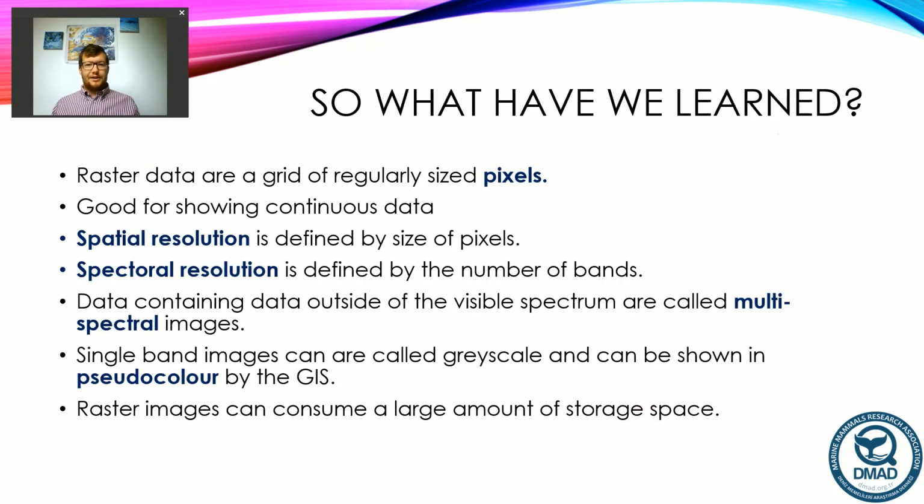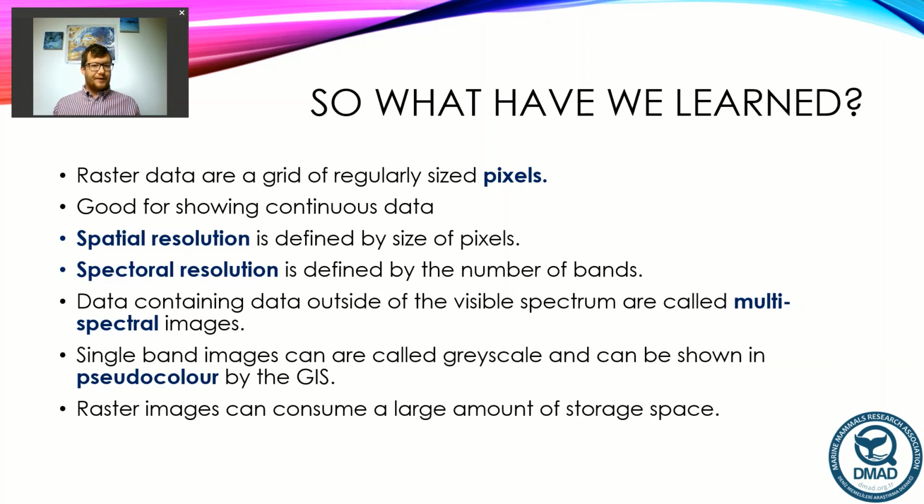So the final slide is a bit of a summary slide, just going through what we've learned again. Our raster data are a grid of regularly sized pixels. We saw that grid image at the start. They're really good for showing continuous data, but they're not quite as good for showing discrete data, and that's where we should use vector data. Our spatial resolution is defined by the size of our pixels. The smaller the pixels, the higher our spatial resolution, but therefore also the higher the file sizes.